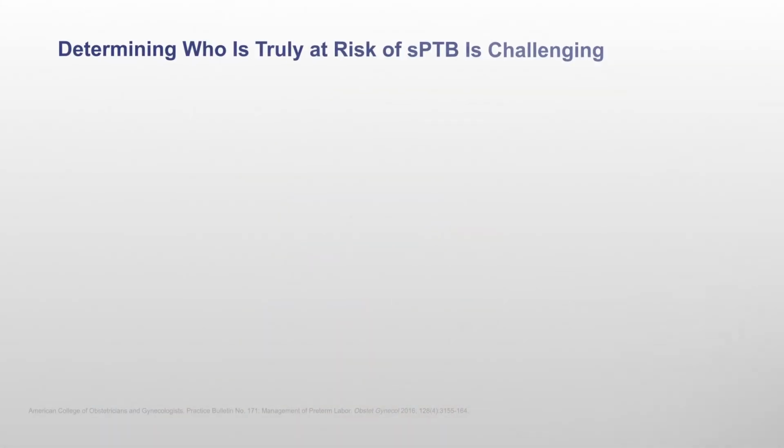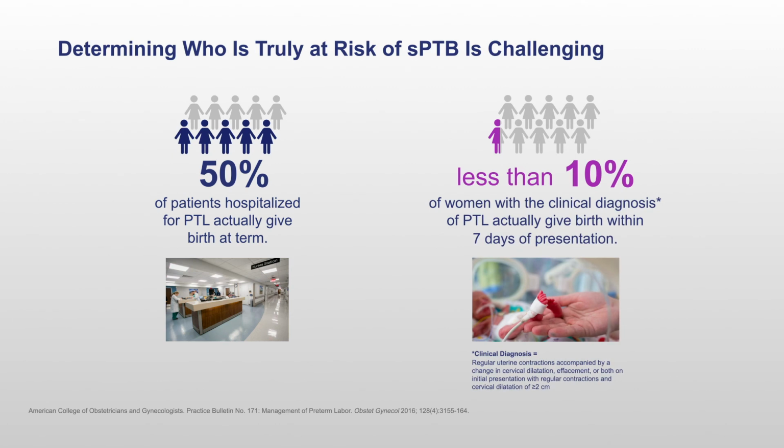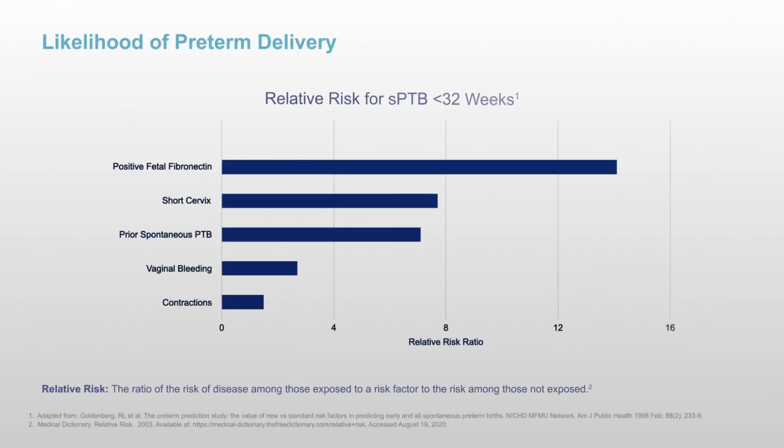So ultimately the reason is that when people present and are hospitalized for preterm labor, less than 50% of them actually are going to deliver preterm. That means that over half of them deliver at term. And within a shorter period of time, less than 10% of them are actually going to deliver within a week. This is a slide just demonstrating to you the relative risk of spontaneous preterm birth at less than 32 weeks.